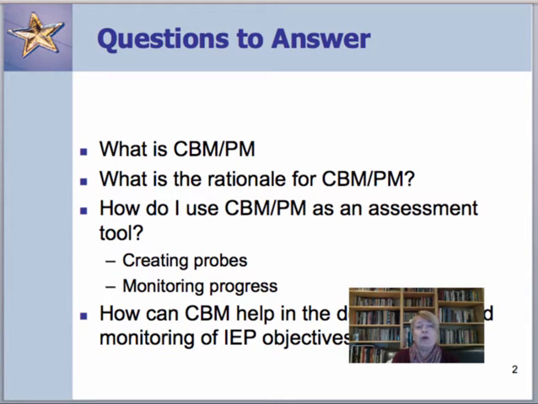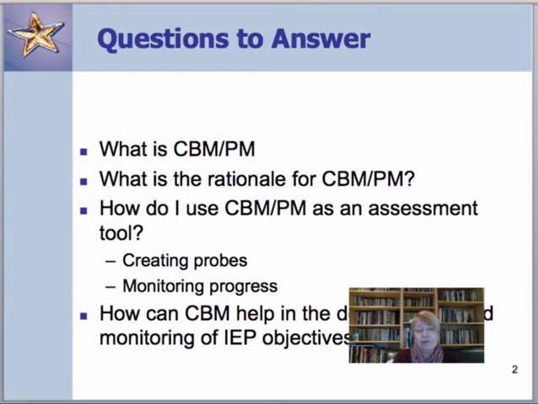So let's talk about what we're going to be doing during this particular lecture. First of all, we're going to be talking about what specifically is curriculum-based measurement and progress monitoring, and why do we want to use it? What's the rationale for CBM-PM? Then we're going to look at how to use this process as an assessment tool by creating probes, and probes are self-created tests that you might use to measure students' progress in particular areas or to get some baseline information about what a student is able to do.